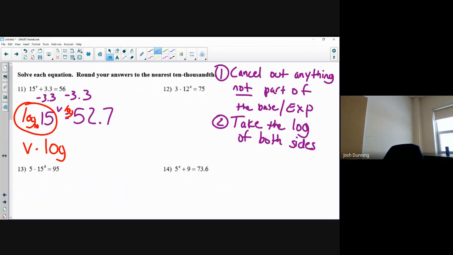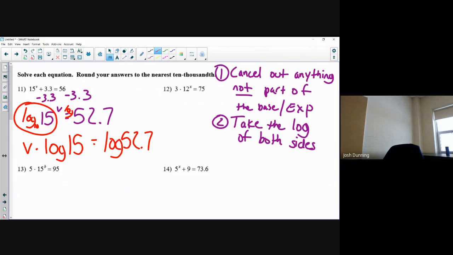I'm not going to write that 10 anymore. Anytime you have a logarithm with no base, it's base 10. We're not going to have to write it down. It's like x to the first is just x. You don't write x to the first, you just write x down.